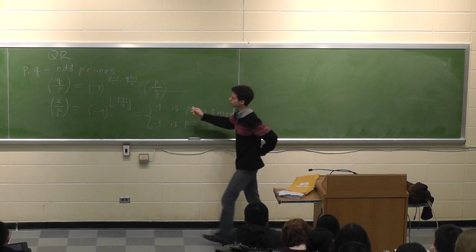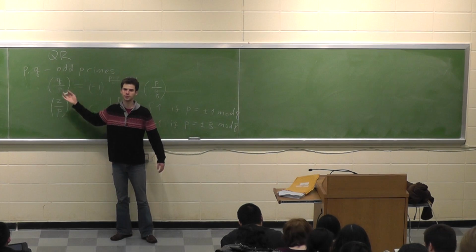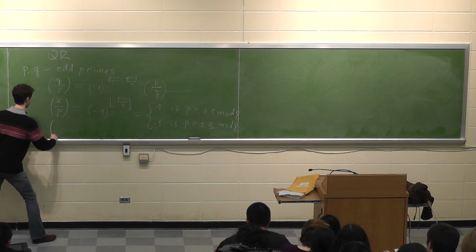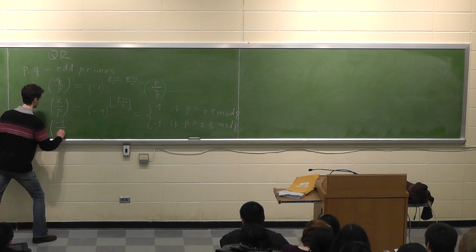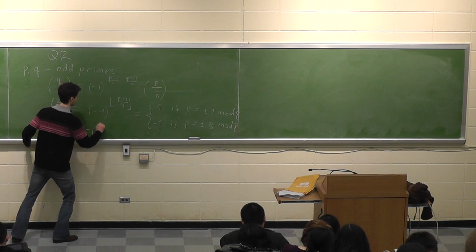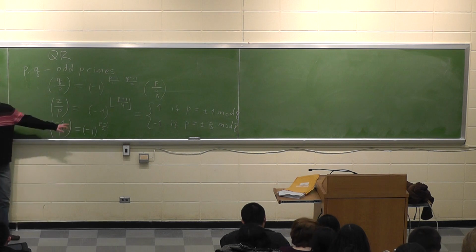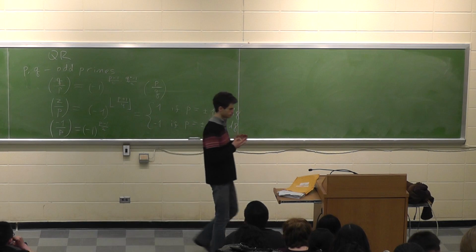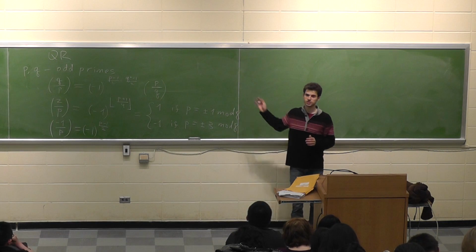And finally, there could be a minus sign in front of the number, so we want to understand whether -1 is a residue, and for this we have the following. -1 is a residue modulo p if and only if p is 1 modulo 4. So that's quadratic reciprocity.